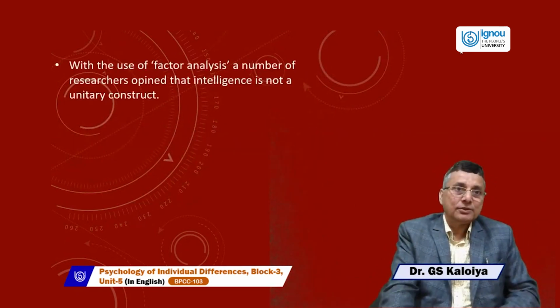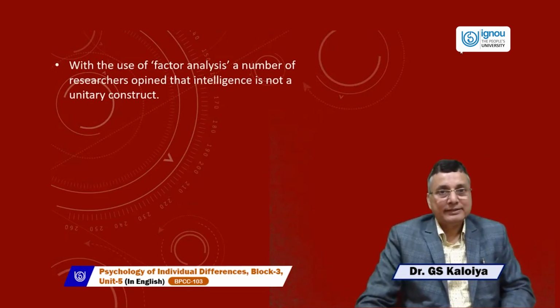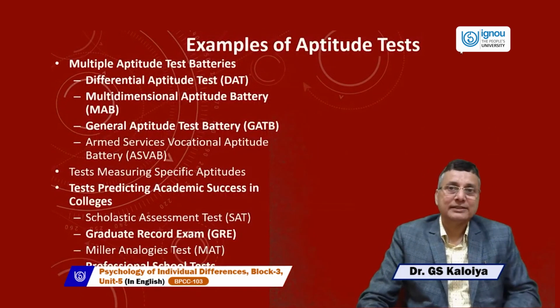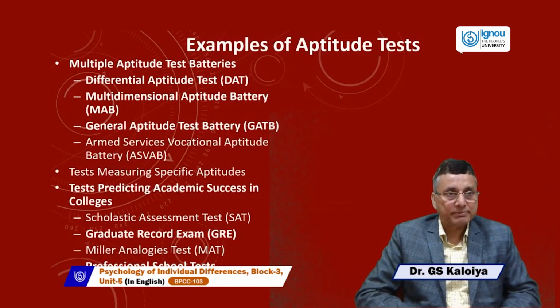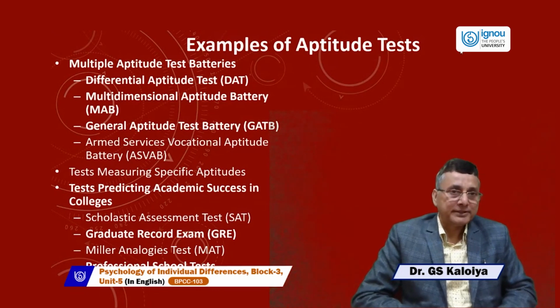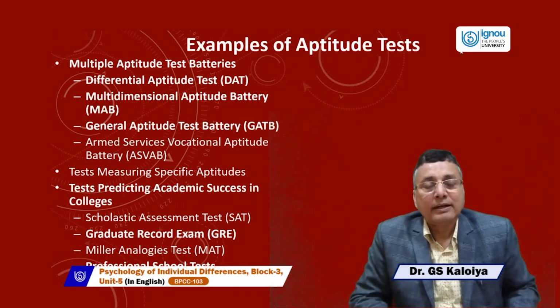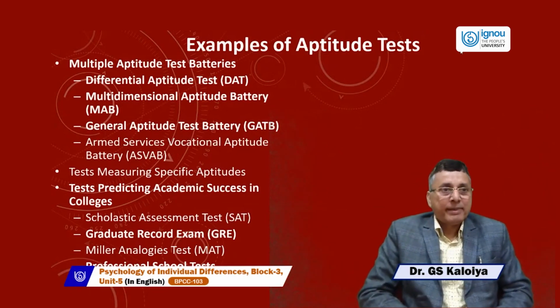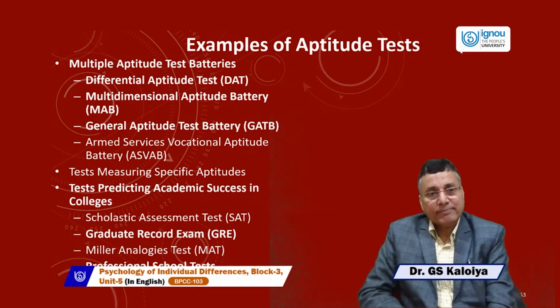So with the use of factor analysis, a number of researchers opine that intelligence is not a unitary construct. We know that examples of aptitude tests are the multiple aptitude test battery, the differential aptitude test, the most widely used test in industrial psychology, then the multidimensional aptitude battery, the general aptitude test battery, and the armed services vocational aptitude battery.